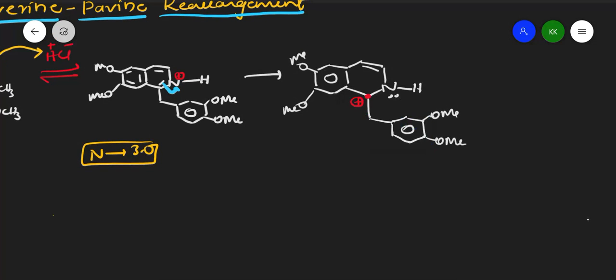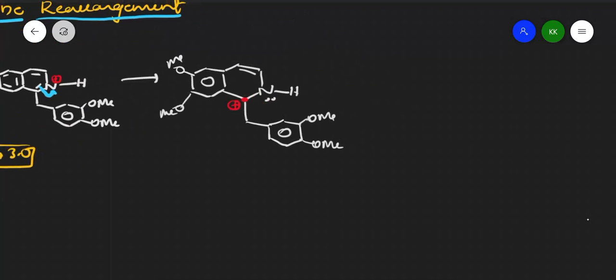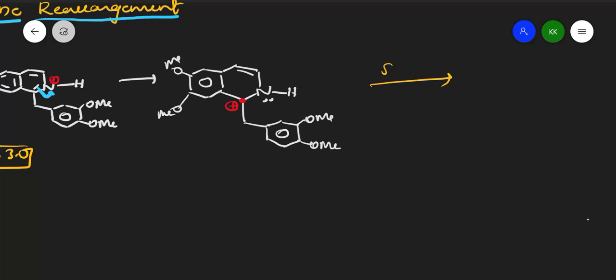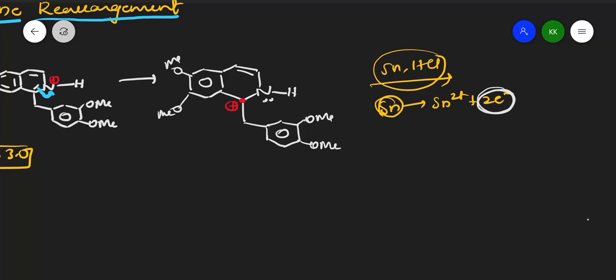To this, they add tin, and HCl is there in the solution. An excess of HCl they have added, so tin in HCl. Tin is a metal, so it has the ability to convert into Sn2+ plus 2 electrons. A metal is a substance which can easily give electrons, because here it will give 2 electrons.